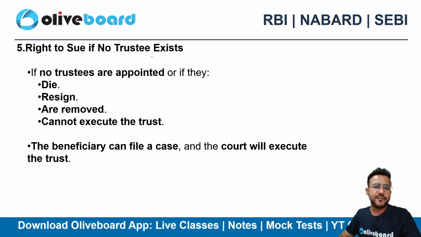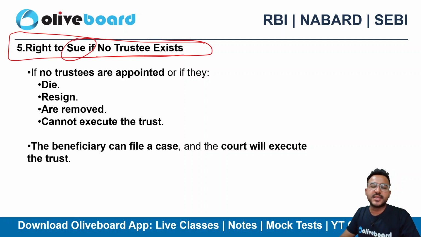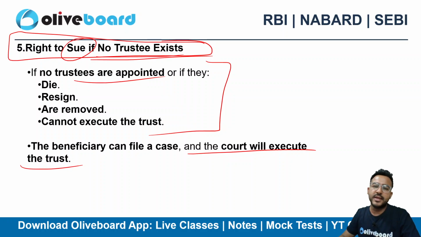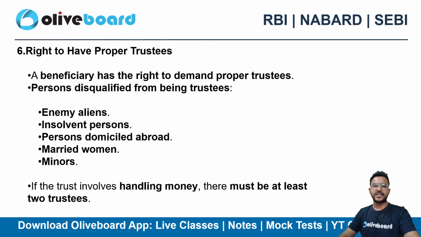Right to sue, if no trustee exists. The right to sue means they can file a suit, right? If no trustees are appointed, then they can definitely sue to have a trustee appointed. The beneficiaries can file a case and the court will execute the trust. Definitely the court will decide the further course of action in that case.